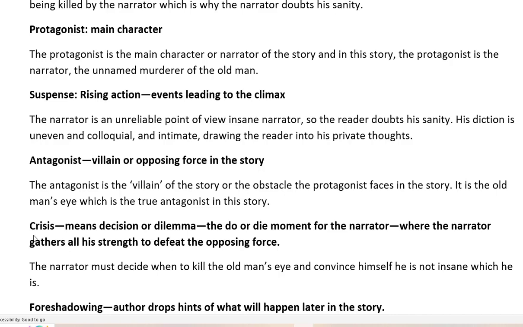because of his eye, as well as the inner struggle, or the conflict inside himself, man versus self, insanity versus sanity. So that's the crisis. Should he or should he not kill the old man? So that's the crisis.